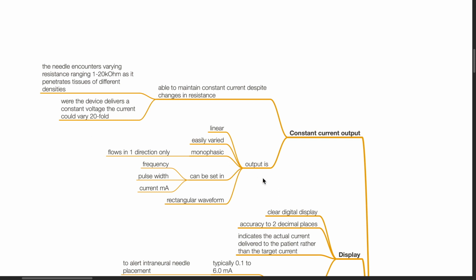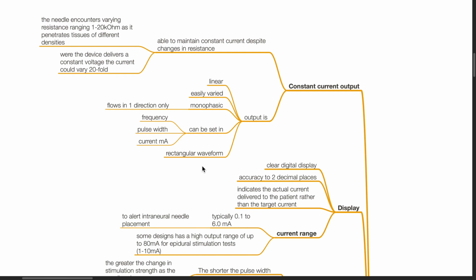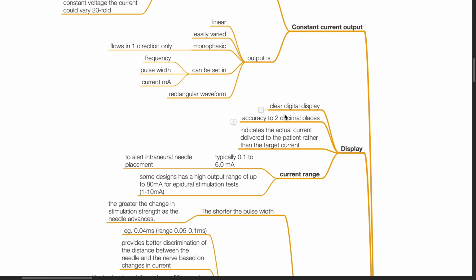The output generated is linear, easily varied, monophasic, i.e. flows in one direction only, and can be set in frequency, pulse width, and current in milliamps. It has a rectangular waveform. It has a display which is clear and accurate to 2 decimal places. It indicates the actual current delivered to the patient rather than the target current.